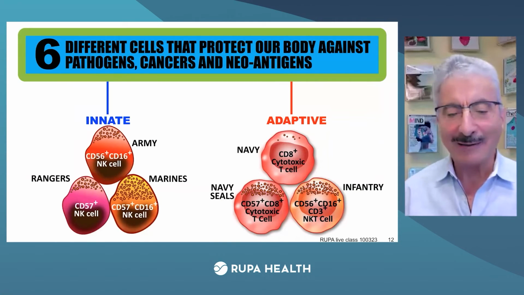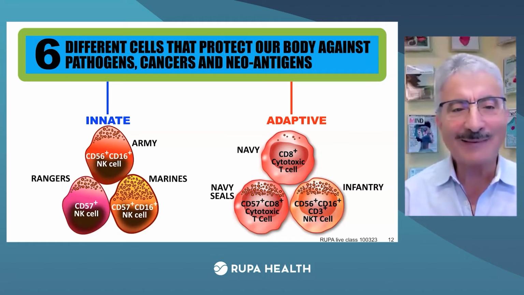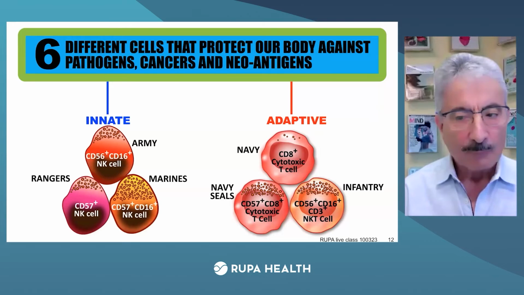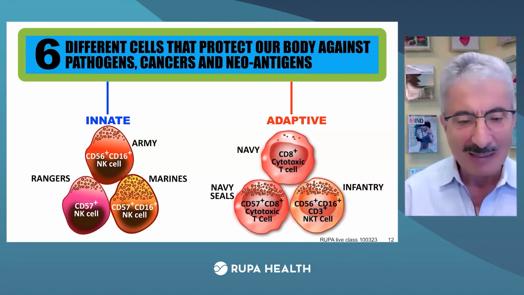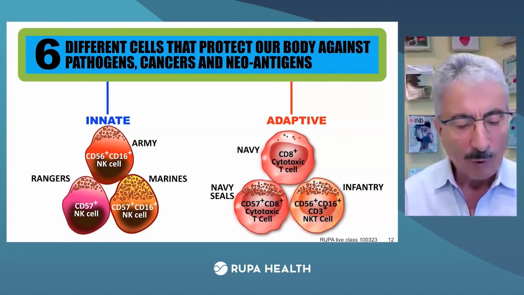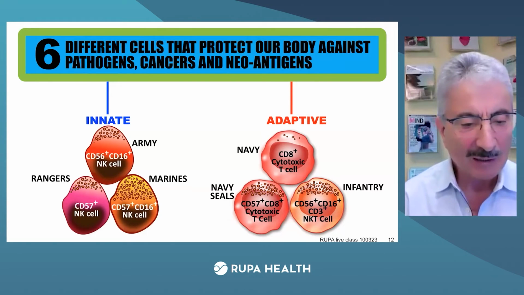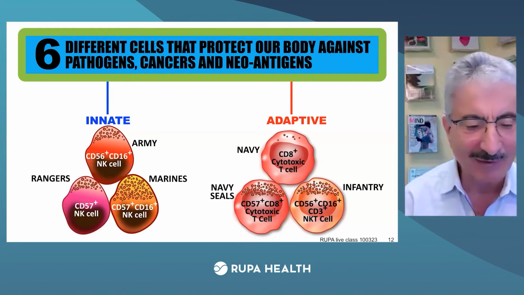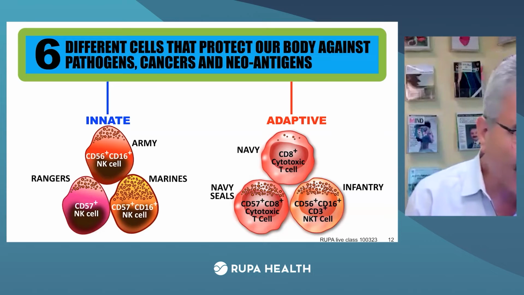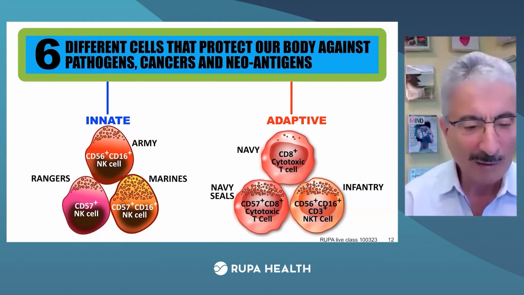So now let's look at different NK subpopulations, some of which are part of innate, and some part of the adaptive immunity. The two cells that we are measuring as part of the Cyrex panel are CD56 positive and CD16 positive NK cells. These can be measured separately or in combination. So that's one or two types of natural killer cells.